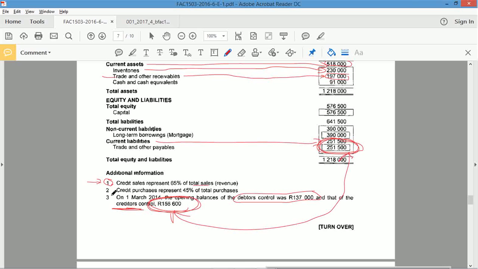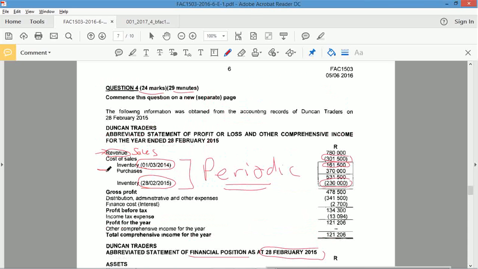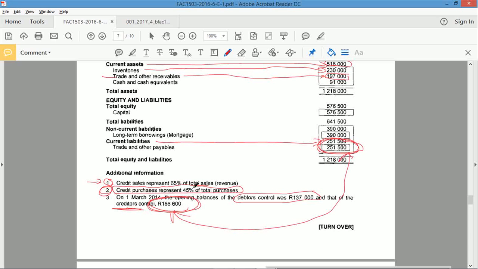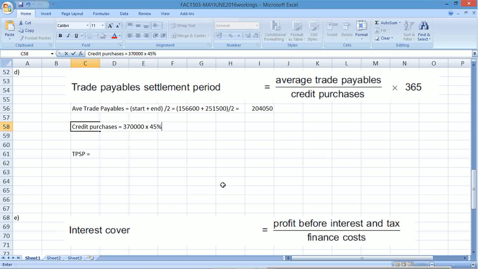Credit purchases, do they give me information about that? Yes, they do. They tell you that credit purchases represent 45% of your total purchases. So my purchases are here. It's part of the periodic system. So that's my purchases, 370,000. So credit purchases equal 370,000 times 45%. Type that into your calculator, let the calculator give you an answer. 166,500. Okay.